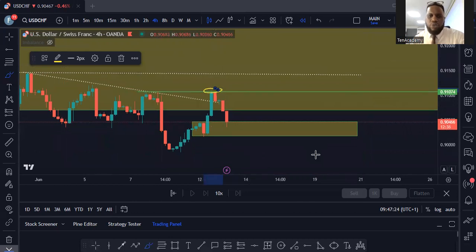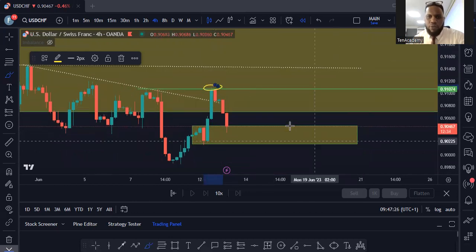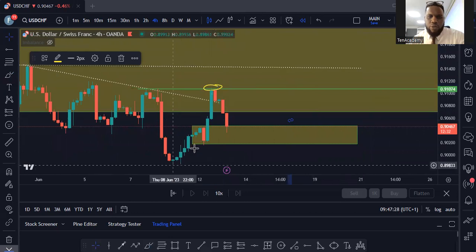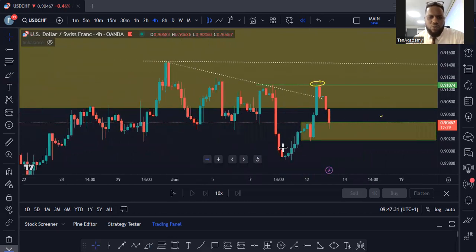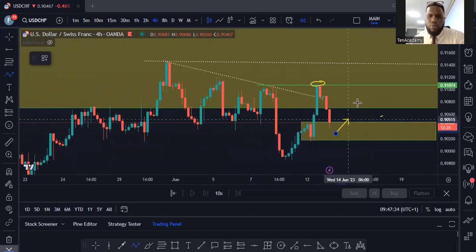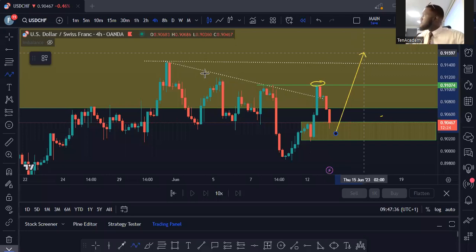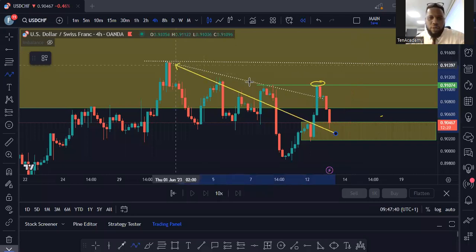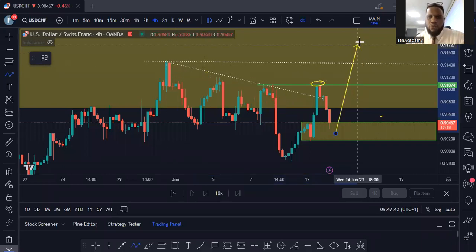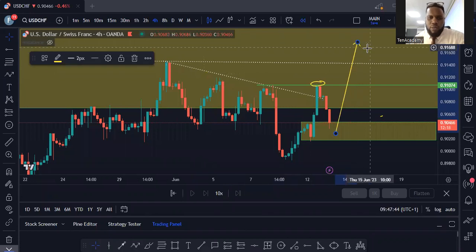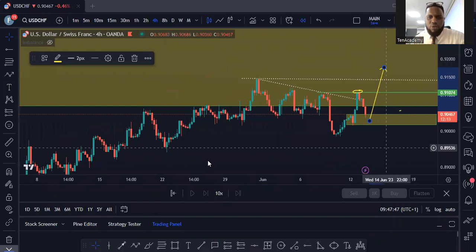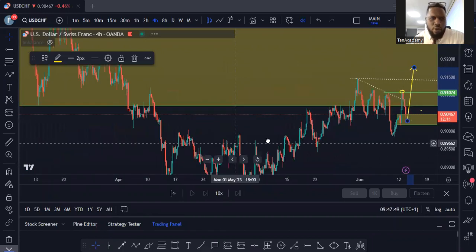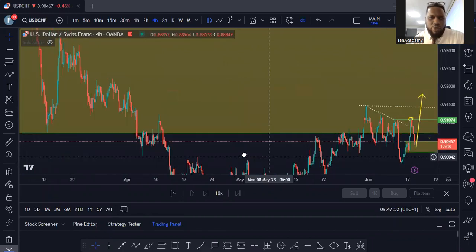So in the future, based on this information that we have concerning structure, I can see price taking out all of these liquidity areas here to form a new high. And if that happens, where should price start dropping from? Okay. Let's see.